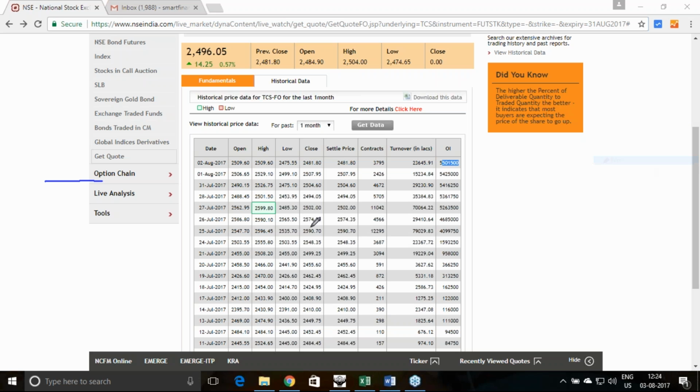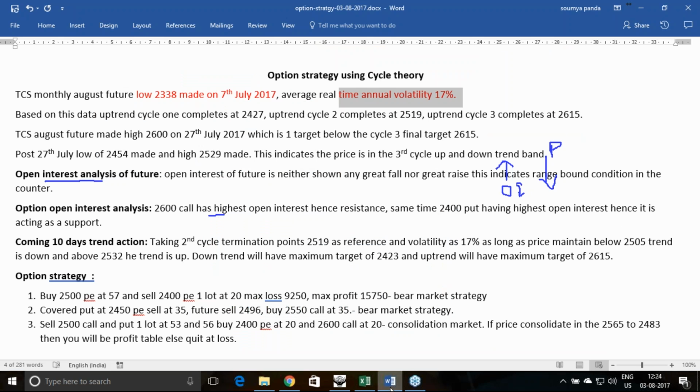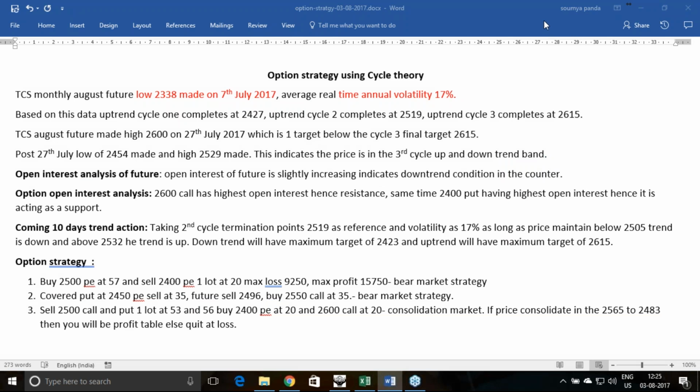So post 27th July, prices have fallen. The open interest is rising and the price is falling. So this says that the trend is down, a rise in the open interest with a fall in the price indicates the trend is down. So the counter is in the downtrend. This is the downtrend condition we have concluded.